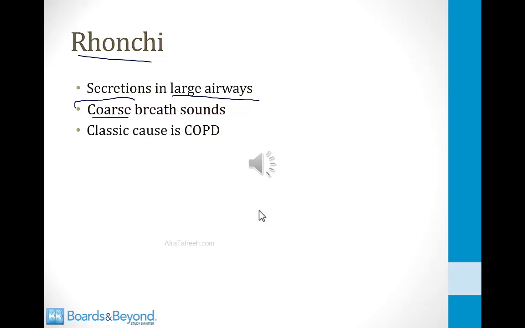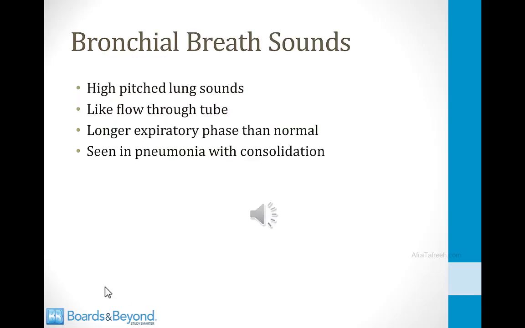Hopefully you can appreciate that those breath sounds were different from the vesicular ones you heard before. They were coarser and harsher, and that's what happens when patients have bronchial breath sounds. Bronchial breath sounds are high-pitched lung sounds. These sound like air flowing through a hollow tube.